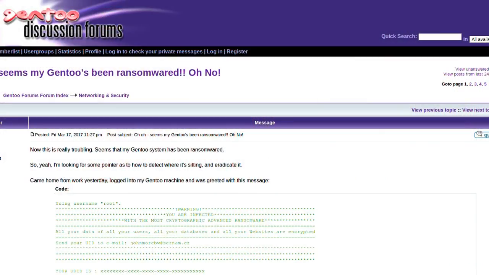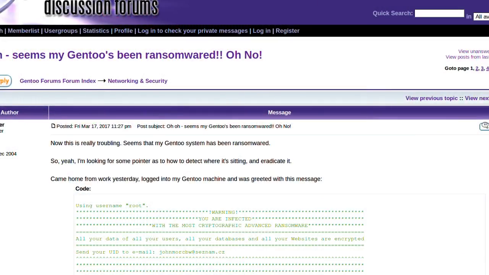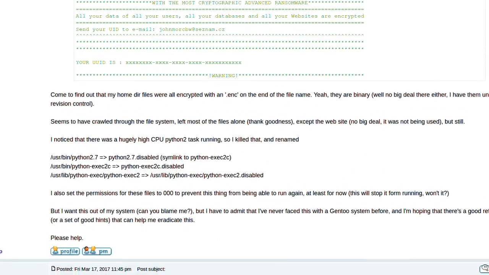Up next, oh no, it seems like someone's Gentoo server has been ransomwared. I don't like to hear that. No, this is pretty ugly. The guy doesn't know how it happened, but it happened. And there's all kinds of ways. There are 5 pages of discussion, a huge discussion about this.